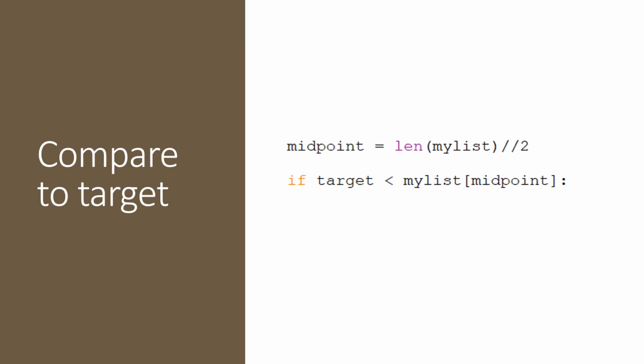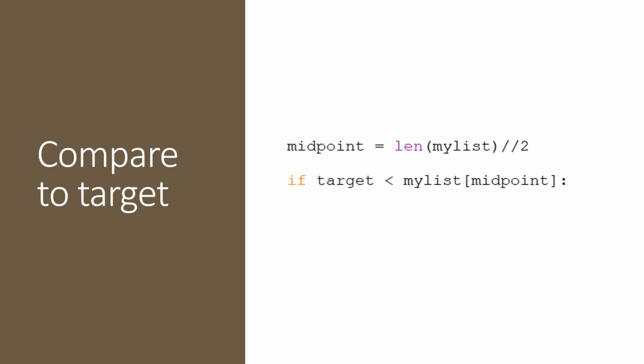Now we have to compare the value found at this midpoint to our target. So the command looks like this. We find the midpoint of the list and then we're comparing the target to the value at the midpoint. So my list, square brackets midpoint, that means the value at the midpoint of the list.